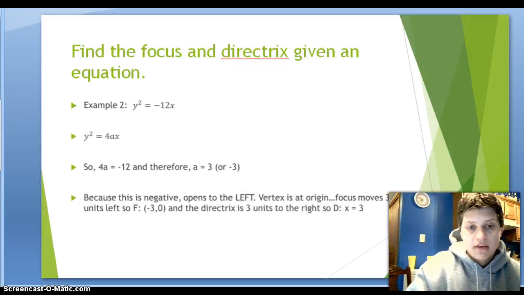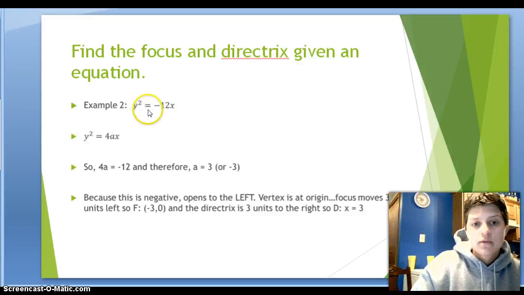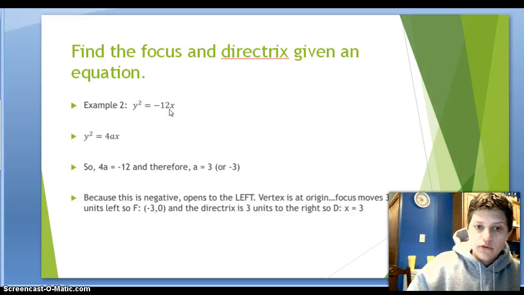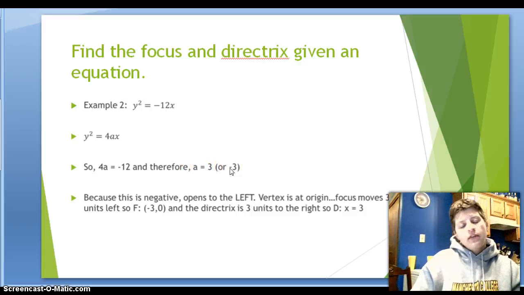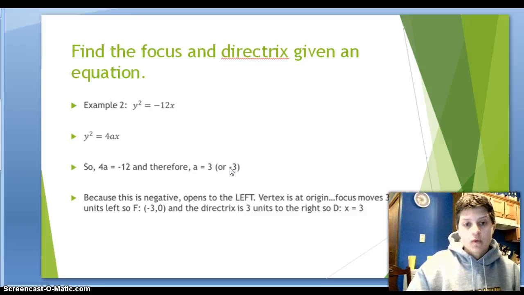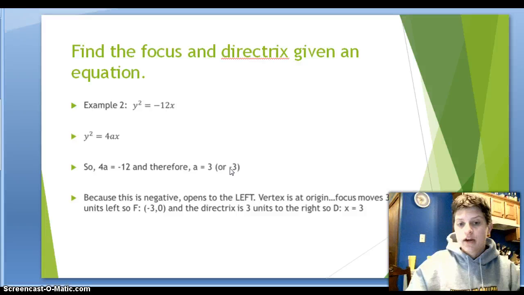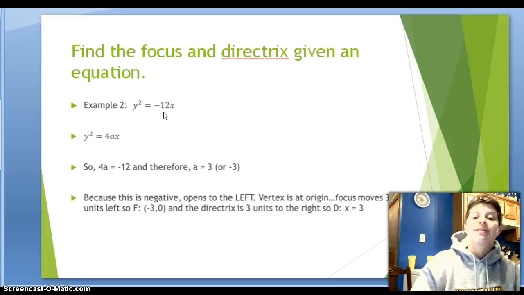I did not draw a picture with this one, but given an equation, let's find the focus and the directrix. So our equation is y squared equals negative 12x. Well, we know that this negative 12 is made up of 4 times a. So if 4a is equal to negative 12, we know that a is 3, or you could say negative 3 if you want to do the correct math. Either way you look at it, 3 units from the vertex in either direction will give you the focus and the directrix. Y squared means either open to the right or open to the left. And since it's negative 12x, it's going to open to the left.